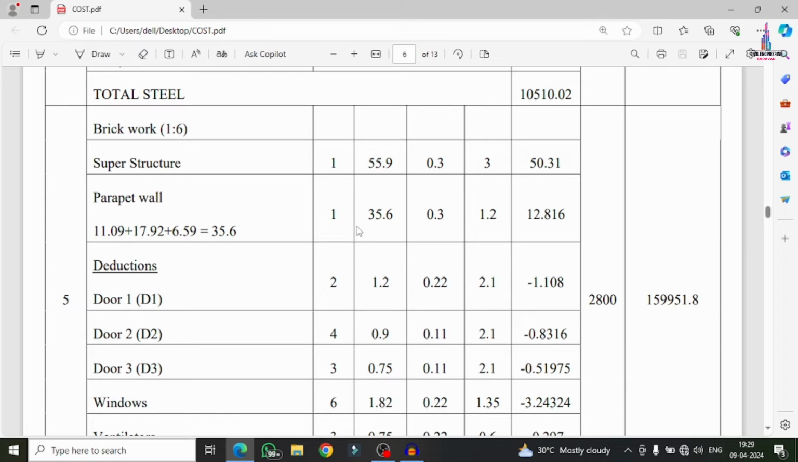Again, in the same process for the parapet wall, it consists of 11.09 meter horizontal. This is the vertical distance, and this is the total distance here. Okay, so now we have to deduct the doors from this particular level.